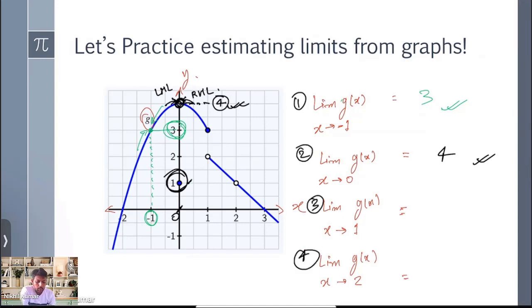All right. So what happens when x approaches 1? What happens to the limit of this function? Let's see.